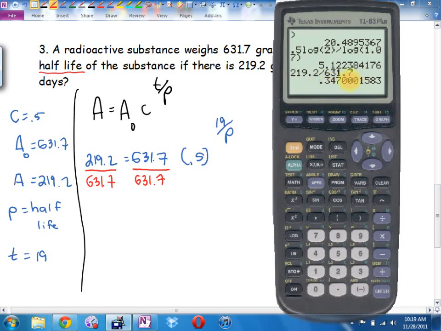Does that make sense? Now, my little rant. So I'm going to write, oops, change colors, let's do it. 0.347 equals 0.5 to the 19 over P.